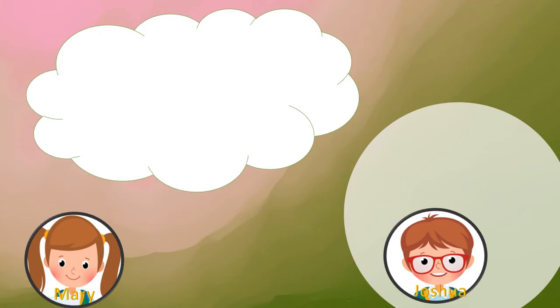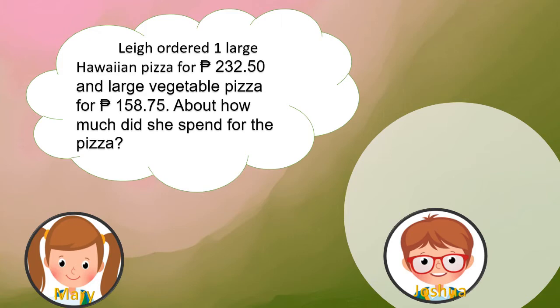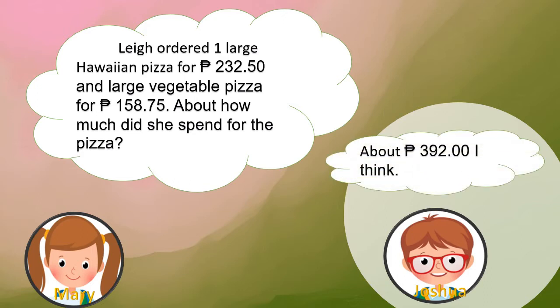Let's have this conversation of Mary and Joshua. Lei ordered one large Hawaiian pizza for 232 pesos and 50 centavos and a large vegetable pizza for 158 pesos and 75 centavos. About how much did she spend for the pizza? About 392 pesos, I think, said Joshua. Using the word about means you are asked to estimate, just like what Joshua did.